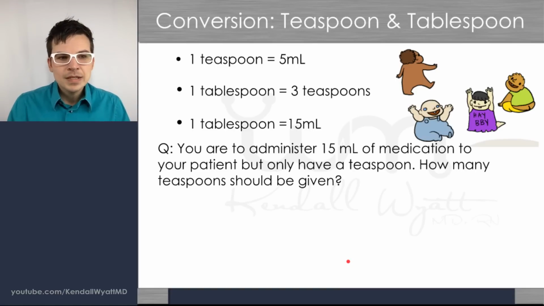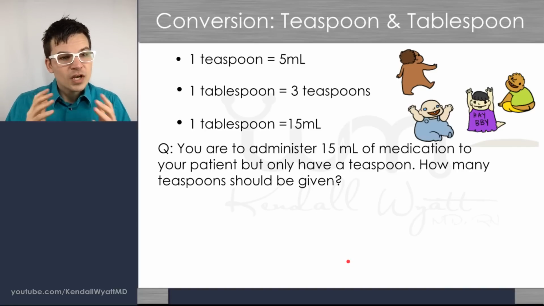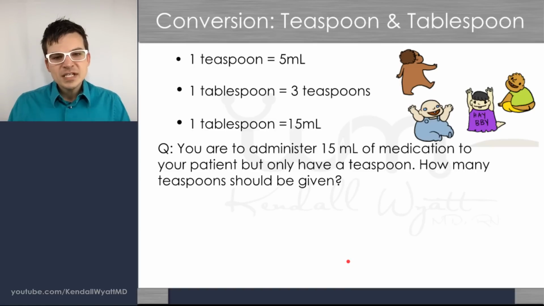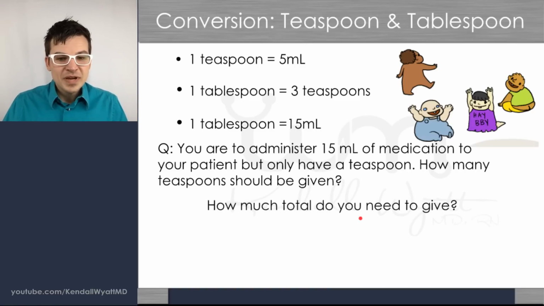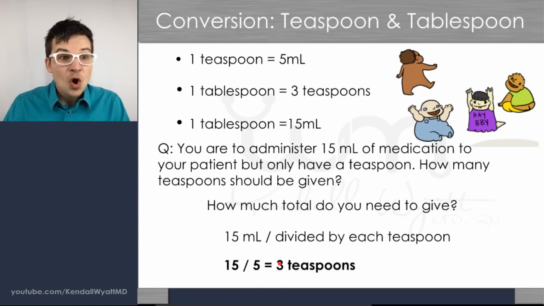But all I've got is a teaspoon. I hope you don't have the Big Lots teaspoon. I hope you have a fancy teaspoon from the Walmart or somewhere. Anyway, a teaspoon. Well, how many? You need to convert everything to the same unit. So how many mLs is 1 teaspoon? It's 5 mLs. So if you have 15 mLs of medication to give, 15 divided by 5 is going to give you 3. You take 15 mLs divided by each teaspoon, which is 5 mLs, and that's 15 divided by 5, or 3 teaspoons.